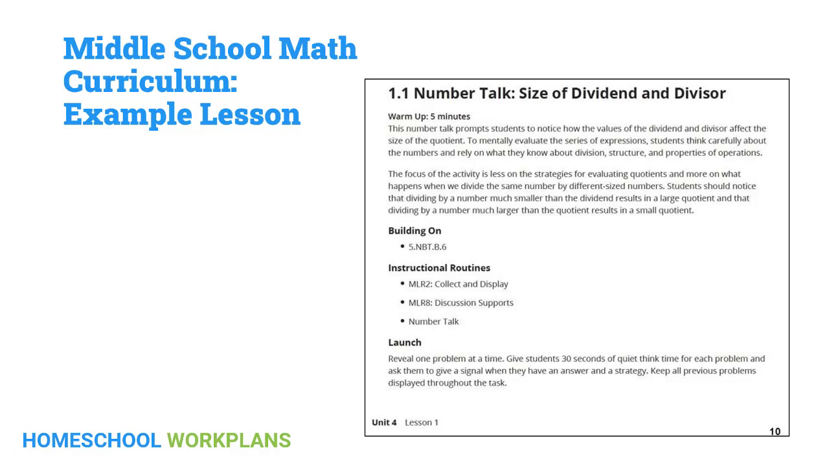All right, so that first section there, right under the words warm-up 5 minutes. This section is explaining to you as the teacher what the goal is for this activity. And in this case, the short version is that the student will have an opportunity to understand how the dividend and divisor relate to each other and how the values of those numbers affect the size of the quotient. And this activity is going to focus on mentally evaluating some expressions.